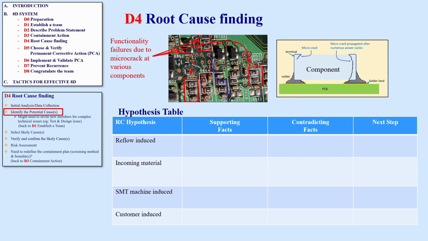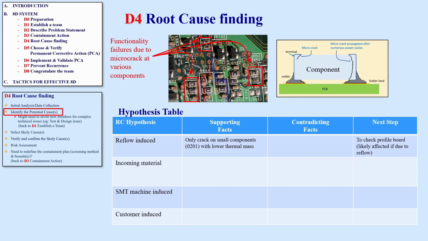The supporting fact for reflow induced is that cracks only happened on small components, which have lower thermal mass. The temperature of components with lower thermal mass will increase faster while going through the reflow. The high temperature might be a potential cause for the crack. Here, we do not have a contradicting fact. The next step is to trace back the record of the reflow profile, which was taken during that time period.